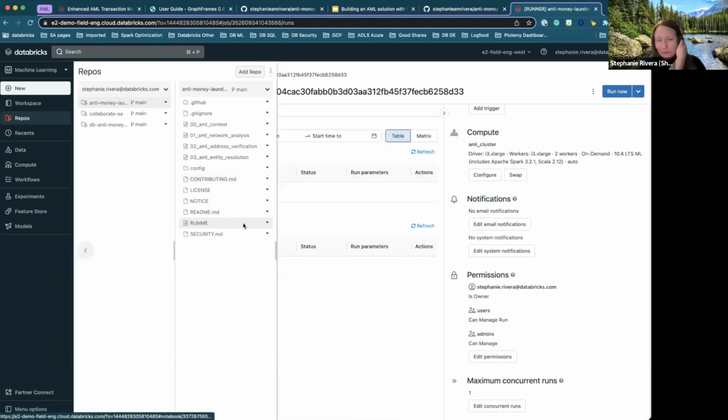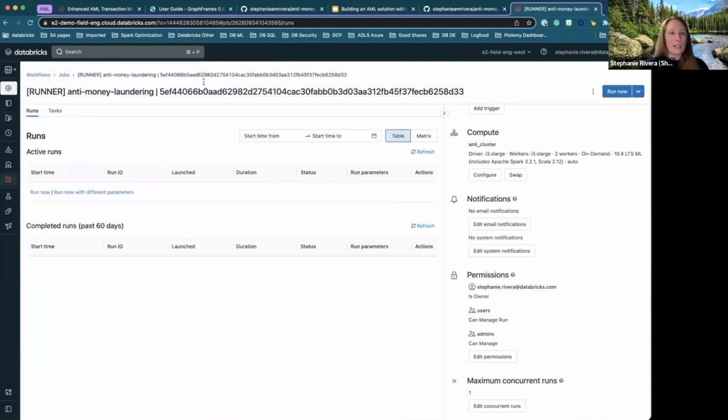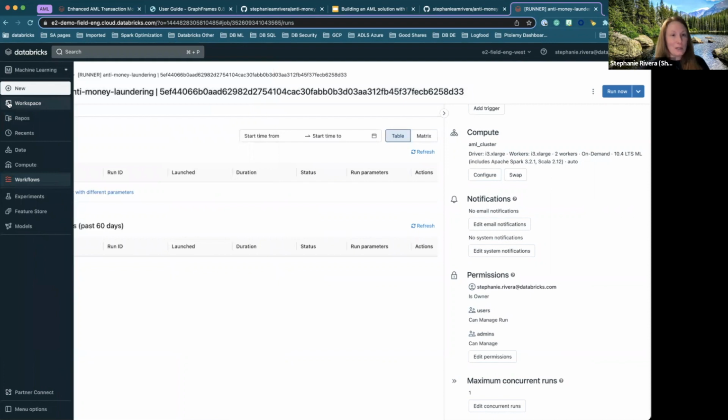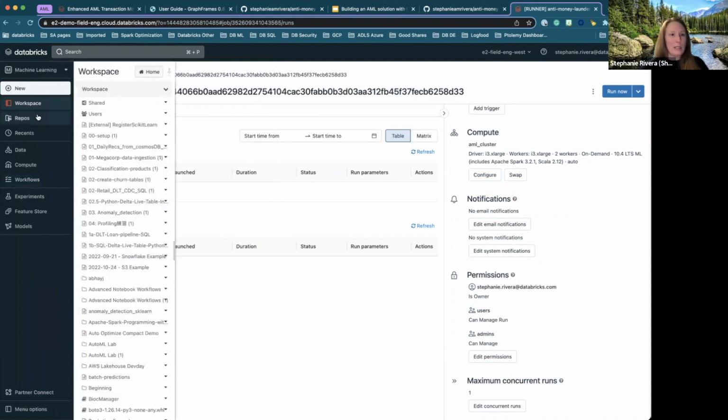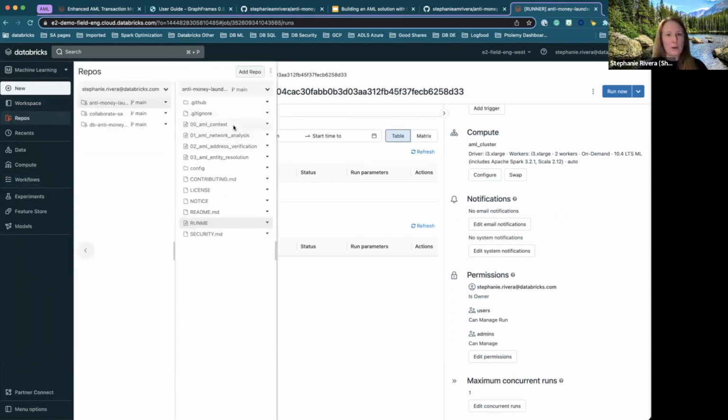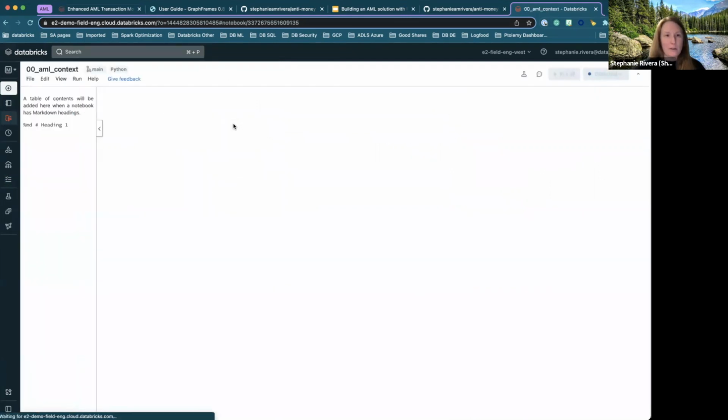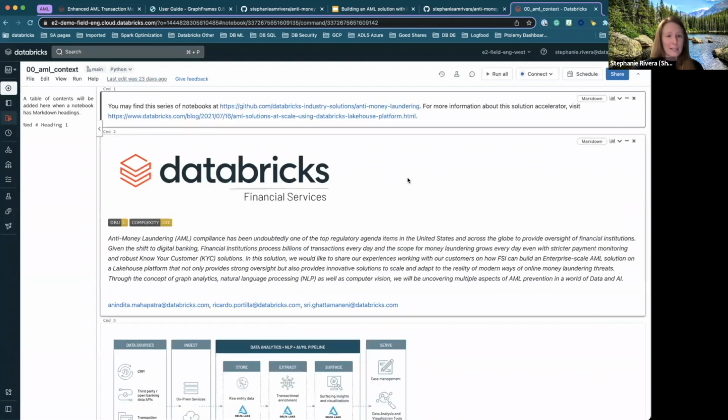Okay, so now that we have that set up, we understand that there is a workflow that's going to run each of the notebooks in sequence for us. We can go back in here and take a look. So the first piece that's set up here is the 00 notebook. This is really just for context information.